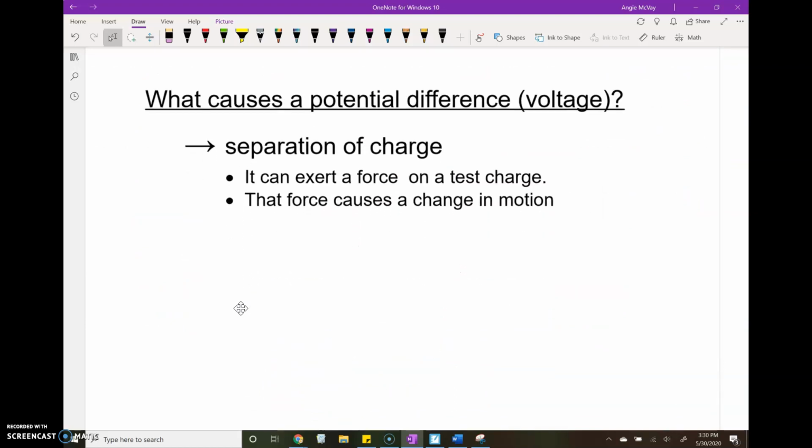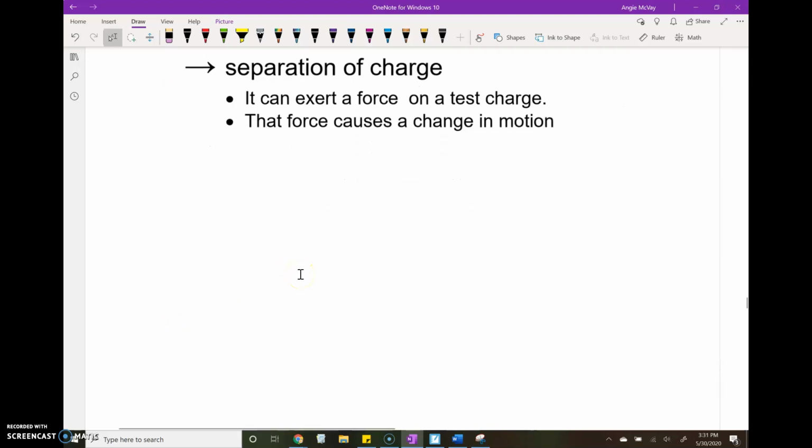One more summary here. What causes a potential difference or voltage? It's a separation of charge. If you've got a charge in one place and a charge in another place, there will be a force exerted between the charges, and that causes a change in motion. A charge will move from one potential energy to another, and from one voltage to another, and have its kinetic energy changed.